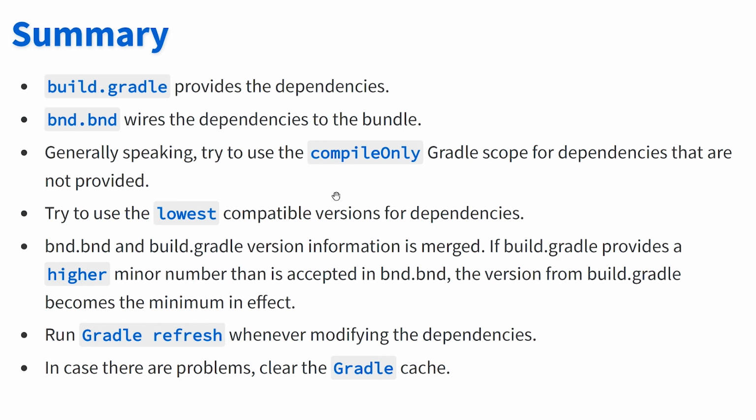Between the build.gradle and the bnd.bnd file, the information is merged. So if there is a conflict, or if one requires a higher version than the other, then that's going to be the bare minimum. So if build.gradle provides a higher minor number than is accepted in bnd.bnd, the version from build.gradle becomes the minimum in effect. We like to run that Gradle refresh as much as possible. Sometimes Gradle doesn't automatically refresh, therefore not bringing in the proper dependencies. So we oftentimes like to Gradle refresh manually. And finally, if there are any problems with our dependencies, typically clearing the Gradle cache does resolve that.